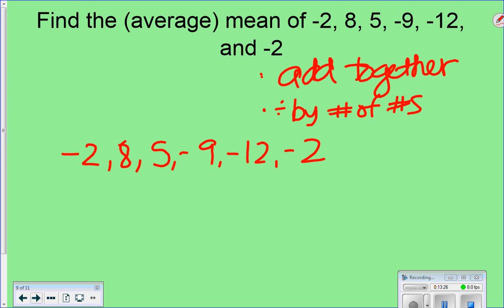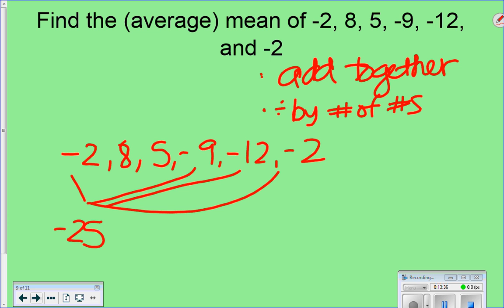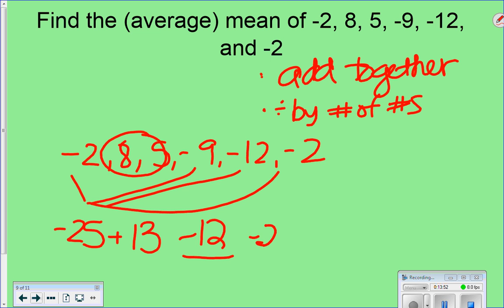So did you add your negatives first? That's what I would do. I would add this one and this one and this one. Look. Yep, my negative 9. And you should get, yep, negative 25. You're right. And then what's this together equal? Plus 13. And then you get negative 12. And then you divide by 6. And it should be negative 2 would be your average.